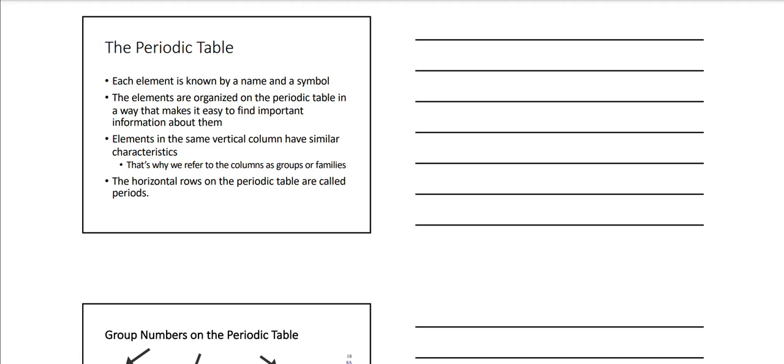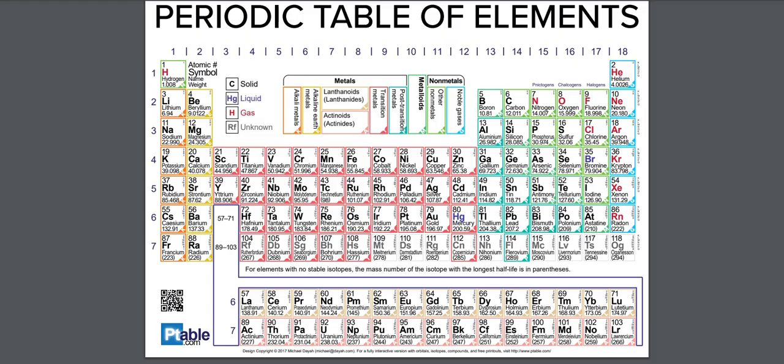For example, chemicals in the same column in the periodic table, the vertical column, which we also call a group, tend to have similar characteristics. They're not the same, but they are close; they exhibit similar characteristics. That's why we refer to them as a group of families.